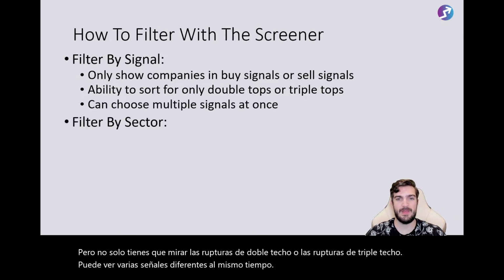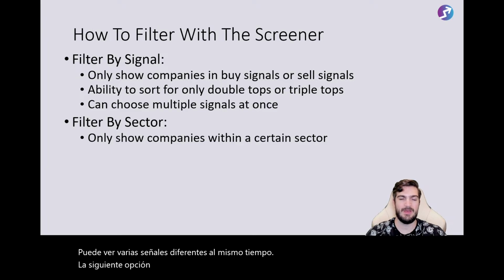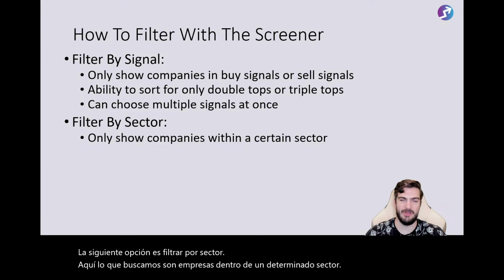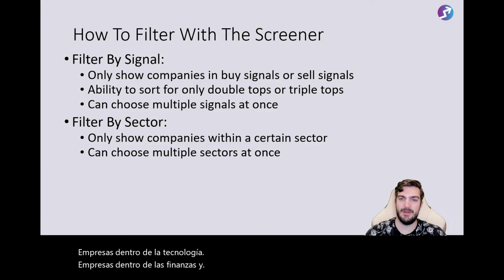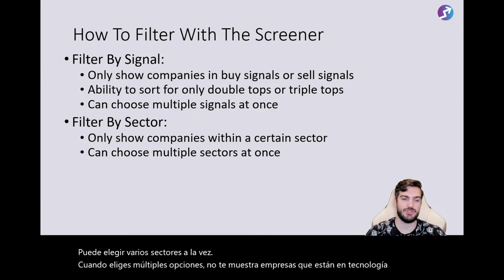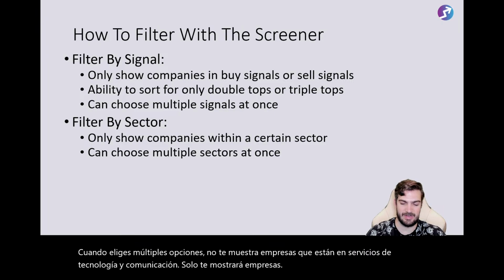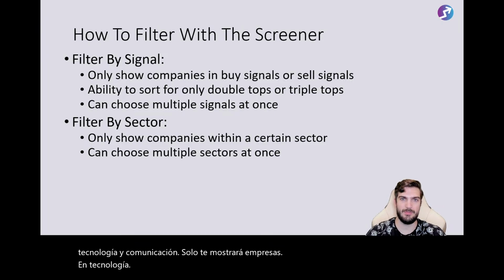The next option is filter by sector. Here, what we are looking for are companies within a certain sector. Companies within technology, companies within financials, and you're not limited to just one sector. You can choose multiple sectors at once. When you choose multiple options, it does not show you companies that are in technology and communication services. It only will show you companies in technology or communication services.